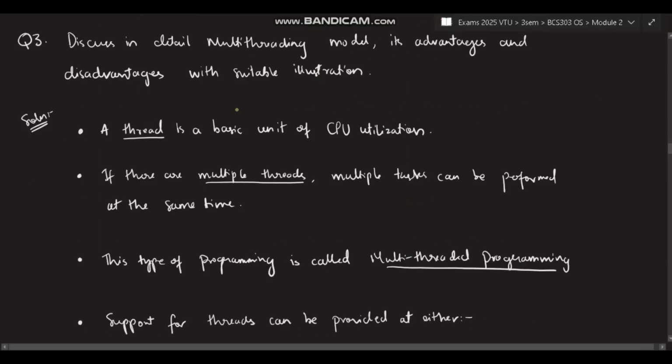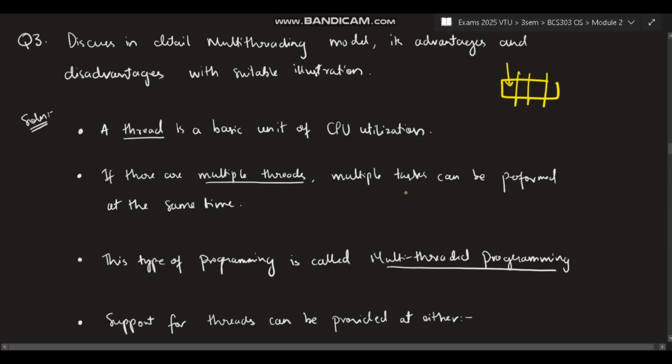Moving on to the third super important question: discuss in detail the multi-threading model, its advantages and disadvantages with a suitable illustration. So we have to discuss what the multi-threading model is. What is a thread? It is a basic unit of CPU utilization. Suppose one task is present, and that task is divided into different processes, and each process is divided into different threads. So this is called one thread.